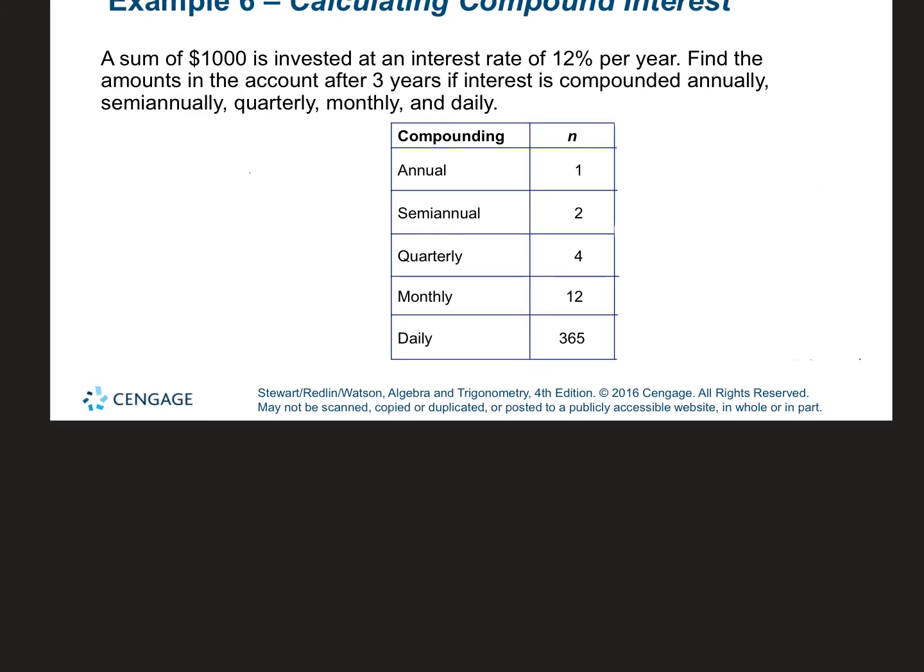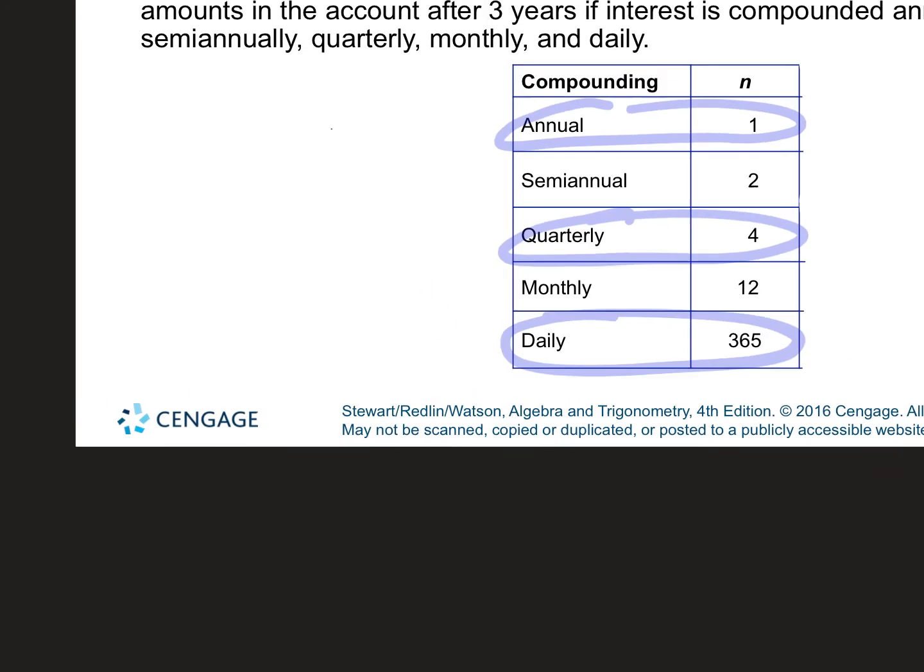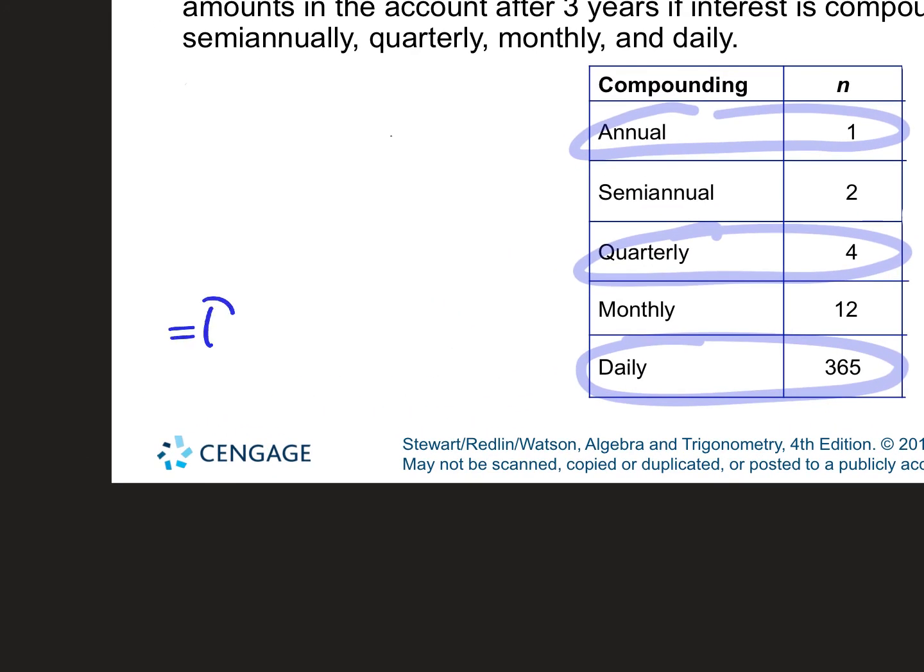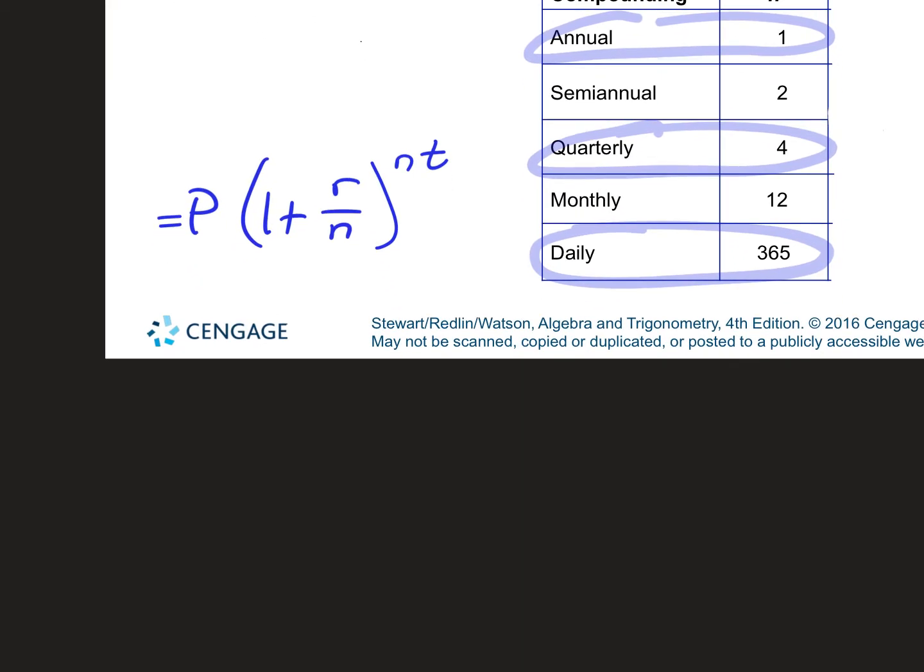We're going to do together annually, quarterly, and daily. Okay? We're going to do those 3 together. So I'm going to write down my formula again, just to make sure that I remember it. And it's my principal times 1 plus rate divided by n, over n times t. Correct? Did I write that correctly? Everybody check me?